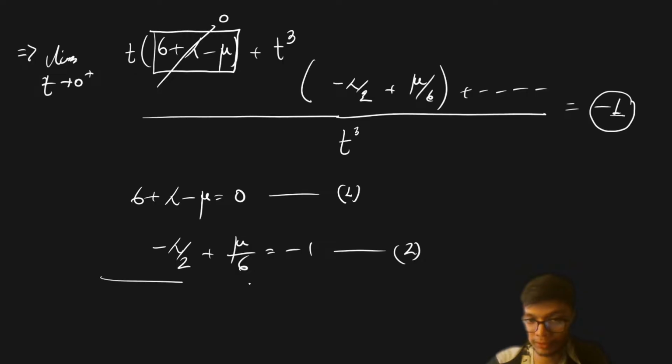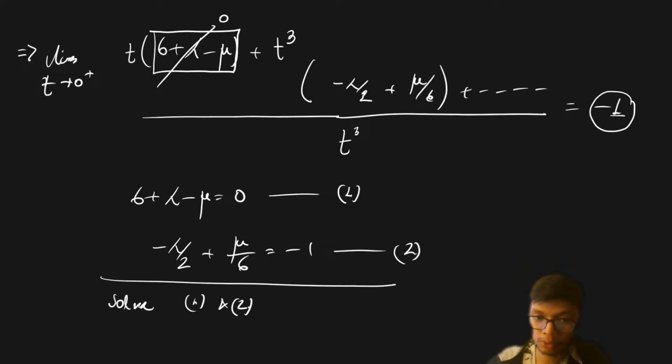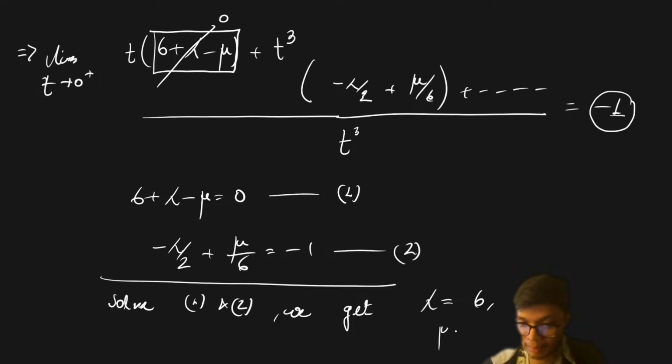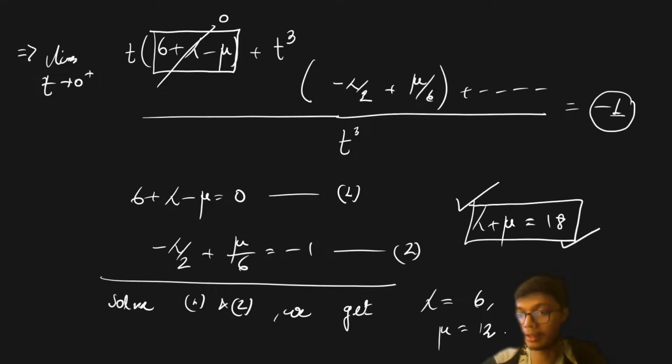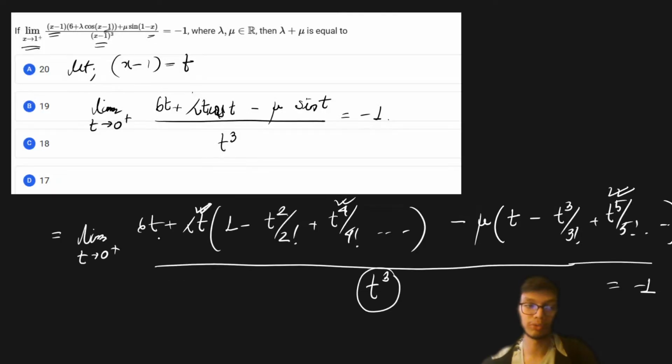So if I solve equations 1 and 2, I will get the values of lambda and mu. Lambda is going to come out as 6 and mu is going to come out as 12. Therefore, lambda plus mu is going to come out as 18. I hope this solution is clear to all of you. Again, we are going to have option C as the correct answer. I don't know why, but all the option C's are basically being correct.